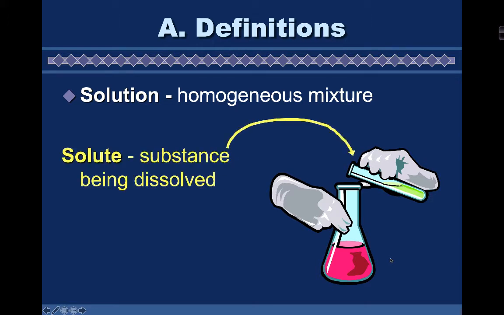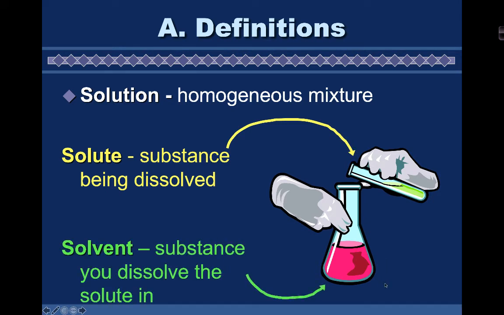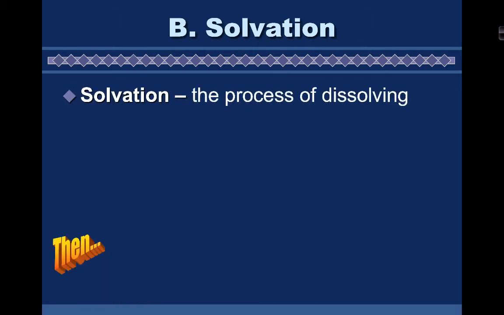Now, a solution has two parts. It has a solute and then a solvent. The solute is the substance that you're dissolving. That could be liquid, it could be gaseous, it could be a solid. The solvent is the substance that you dissolve the solute in. Now, when we create a solution, that is called solvation.